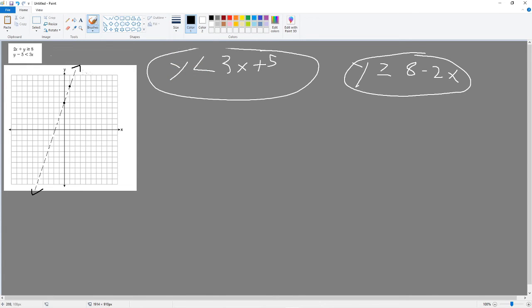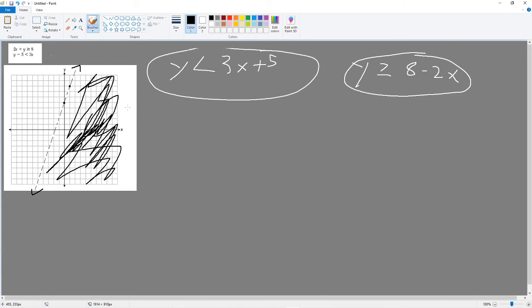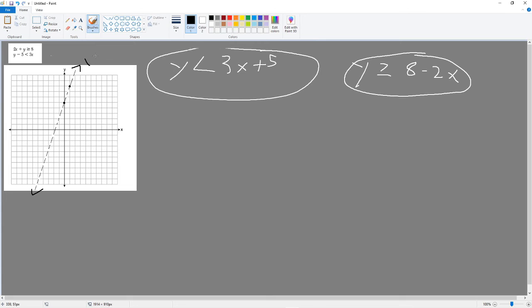Okay. So y is less than this, right? So what does that mean? For any coordinate, I want y to be below this. So it's going to be all of this here. But let's not do that yet. This is y is less than 3x plus 5. So the next one we have is y is greater than or equal to 8 minus 2x.